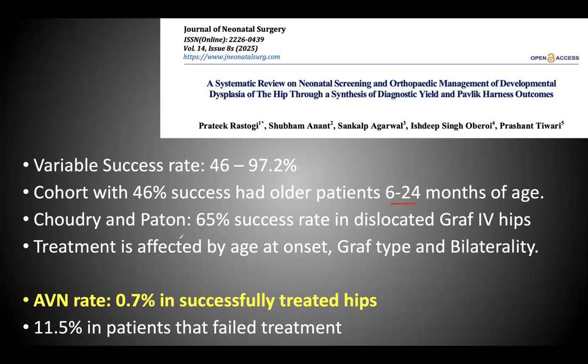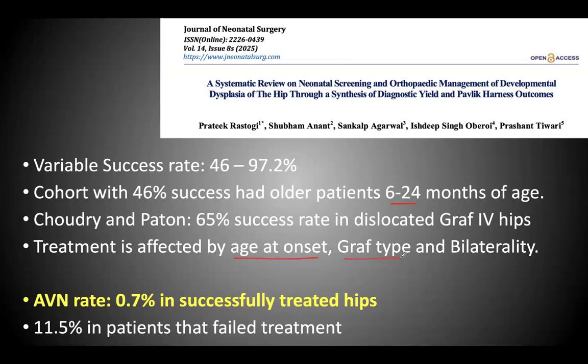And then there was this other article which talked about slightly lower success rate. So in their patients, they were not able to achieve reduction in Graf 4 hips in about 65% of their patients. So basically, your outcomes of Pavlik harness treatment are going to be affected by the age at onset of treatment. So you want to start the treatment as early as you can.